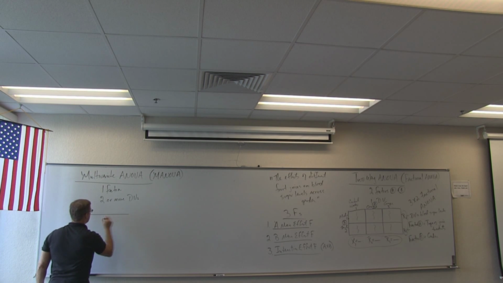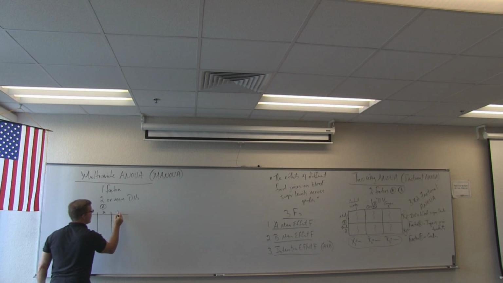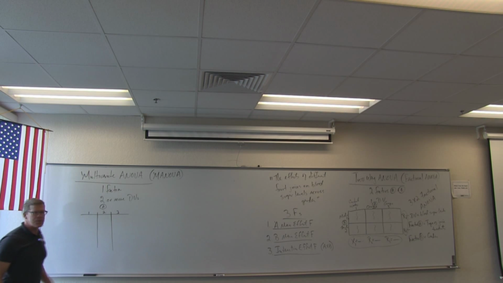A typical MANOVA design might look like this. In this particular case, we have one factor A with 3 levels. Oh gosh, this looks kind of familiar, doesn't it?